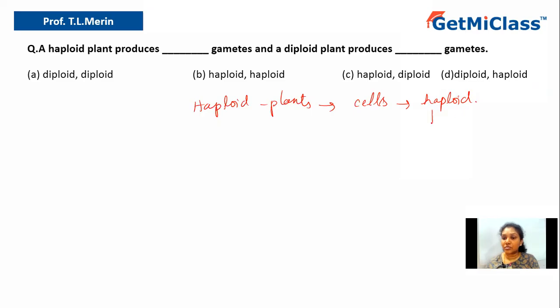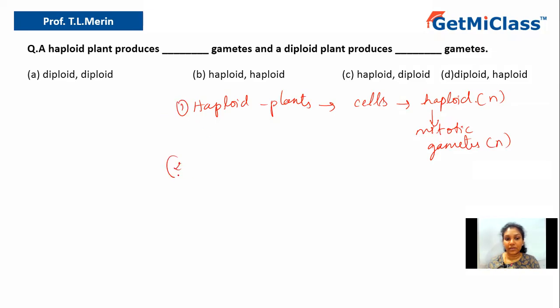Further, if it has to produce gametes, it will undergo mitotic division because it cannot undergo meiotic division, because meiotic division is reductional division, where the number of chromosomes will get reduced to half, that is one set. But in case of mitotic division, the entire set of the chromosome will be replicated. So here the cells are haploid, so even by mitotic division, the gametes which are formed also will be haploid in nature. So haploid plants will produce haploid gametes because these cannot undergo meiotic division.